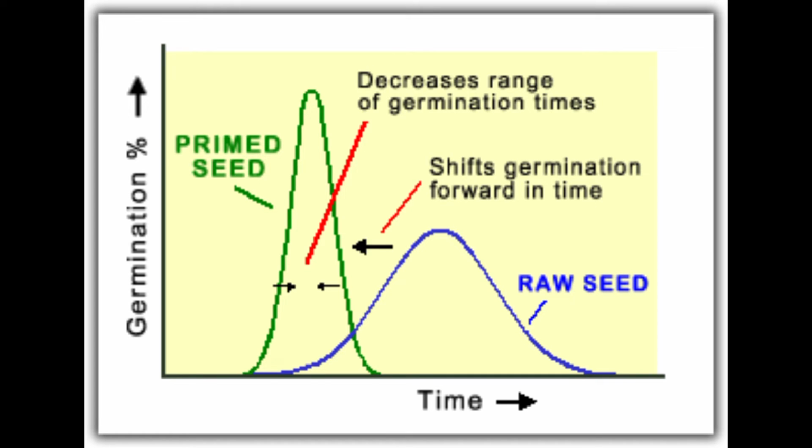The use of solid medium allows seed to hydrate slowly and simulates the natural imbibition process occurring in the soil. As we can see, for solid matrix priming, the green line refers to the primed seed and the blue line refers to non-primed seed. Following the movement of time, the primed seed takes a short time to have a high percentage of germination. Primed seed has a decreased range of germination times and shifts germination forward in time.